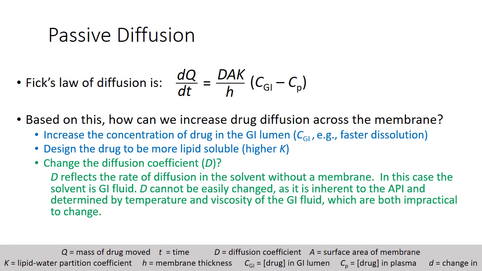But the diffusion coefficient is inherent to the active pharmaceutical ingredient. It's also determined by temperature and viscosity. We can't change gastrointestinal temperature or easily change the viscosity of the GI fluid. So that's something that you can't really touch. The only thing that's really easy to modify is the amount of drug in the GI lumen to begin with, right? The concentration there.